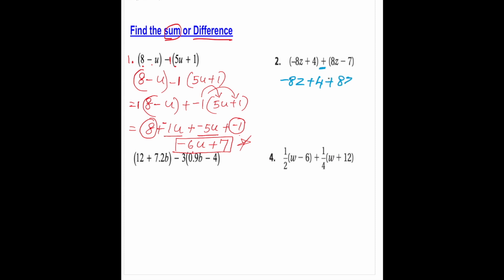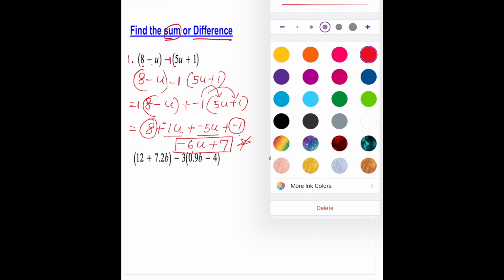So negative 8z plus 4 plus 8z minus 7. You can combine the like terms, negative 8z plus 8z. That will be a zero pair, so there are no variables left. Negative 8z plus 8z is 0, and positive 4 minus 7: I'm on positive 4 on a number line, moving back 7, so I reach negative 3. So your answer is negative 3 for that problem.